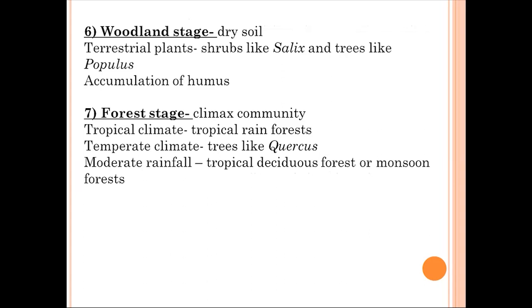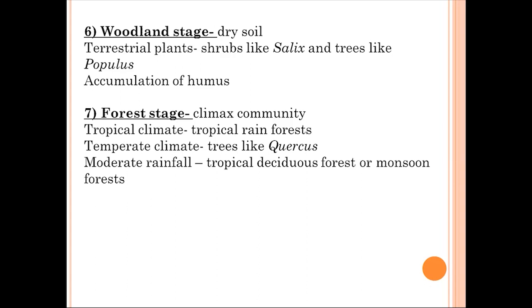Then the last stage is the forest stage. It is also known as the climax stage, where the dominant community will exist. The woodland community gets rapidly invaded by several trees. If it is a tropical climate, it will form a tropical rainforest. If it is a temperate climate, trees like Quercus will be found. And if there is moderate rainfall in that area, a tropical deciduous forest or monsoon forest can develop.